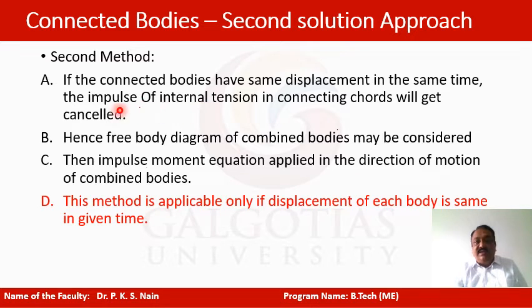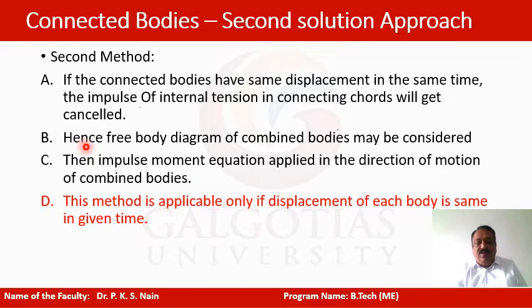In that case, the impulse of the internal tensions of the connecting cord will be cancelled. As you know, the first body will be putting some tension on the cord, and the second body will also be putting some tension on the cord. Those tension impulses will be cancelled. Hence, what can we do?